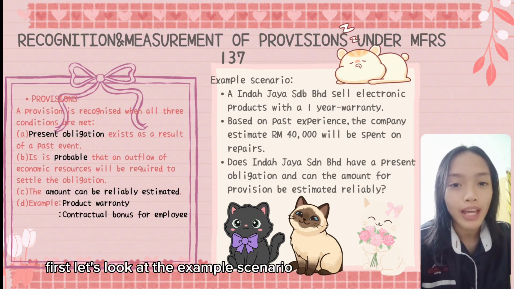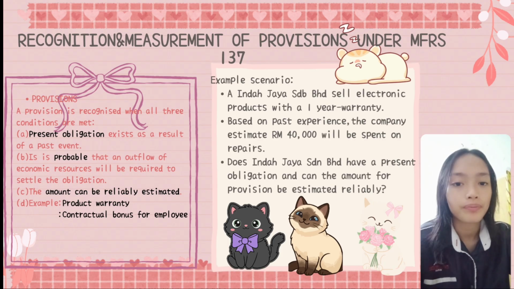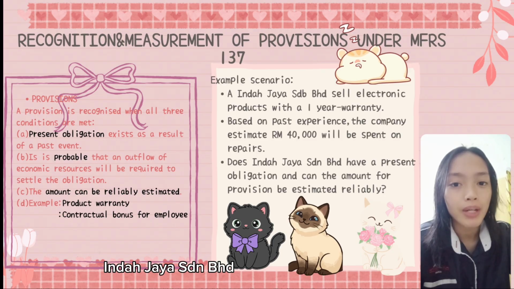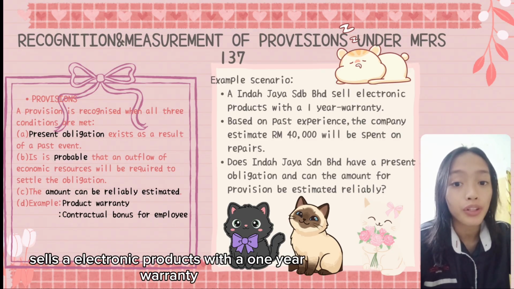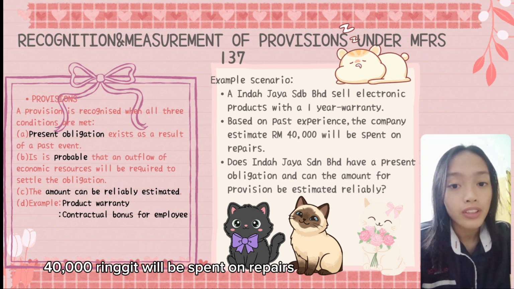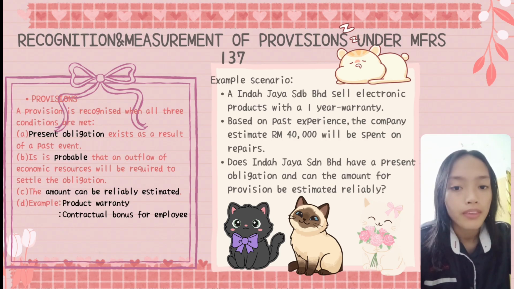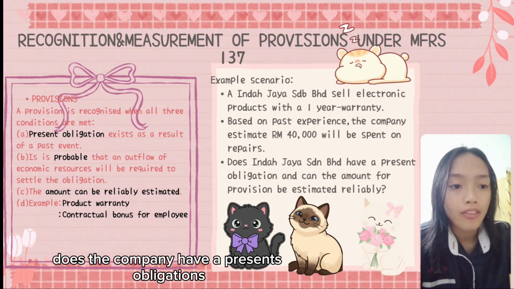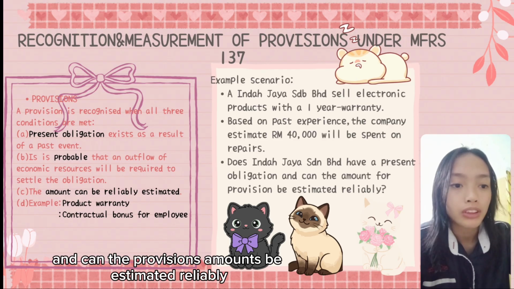Hello everyone, in these slides I will explain the recognition and measurement of provisions under MFRS 137. First, let's look at the example scenario. Indah Jaya SDN BHD sells electronic products with a 1-year warranty. Based on past experience, the company estimates that 40,000 ringgit will be spent on repairs. Now, the question is, does the company have a present obligation, and can the provision amount be estimated reliably?